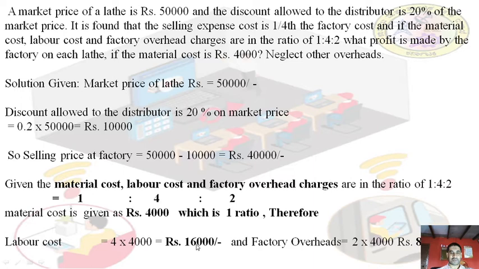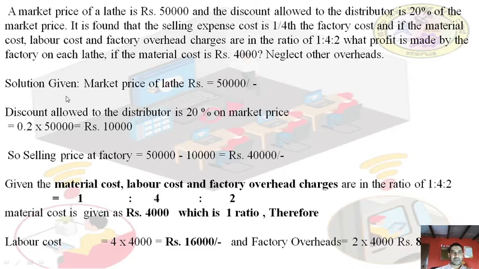That is 4 times the 1 ratio, 4,000. And factory overhead will become 2 times the 1 ratio. That is 2 times the 1 ratio, 4,000. 2 into 4,000 will become 8,000, and the material cost is given, that is 4,000, which is equal to 1 ratio. So all three unknowns we come to know. Two unknowns, one is already given. So in terms of that, we need to calculate the other terms.